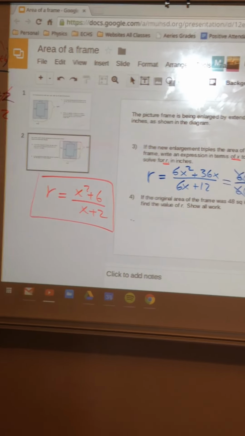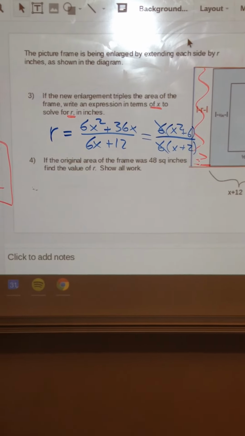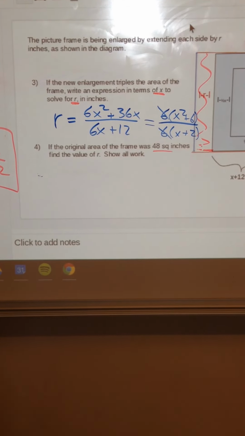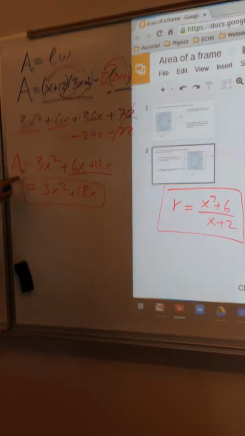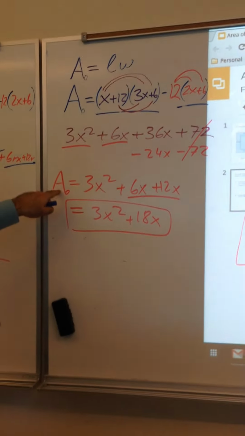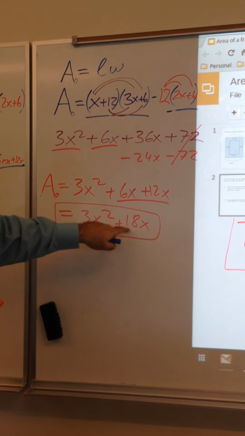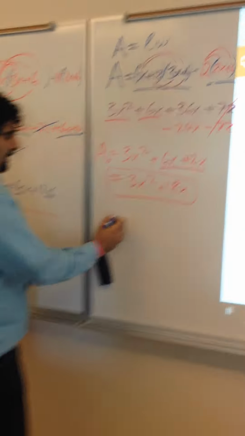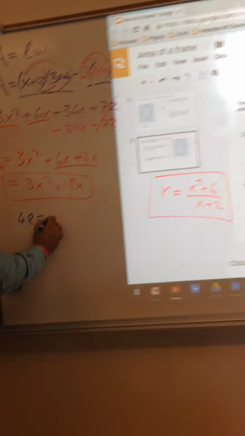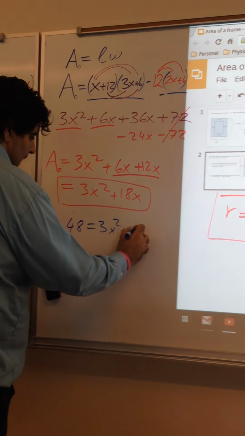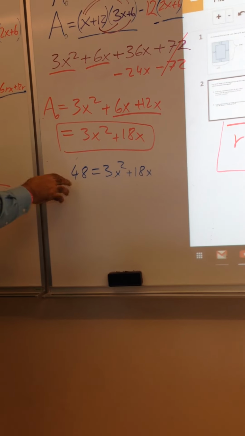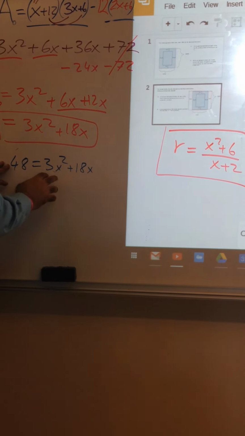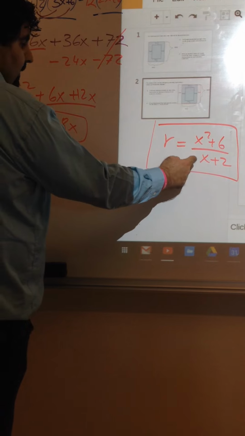Lastly, number 4. Number 4 is saying that if the original area of the frame was 48 square inches, find the value for r. Well, our original area for our frame is right here. Our original area was 3x squared plus 18x, and that's saying if that equals 48, so 48 equals 3x squared plus 18x. So if our original area equals 48, all you have to do is solve for x and then plug x into right here.